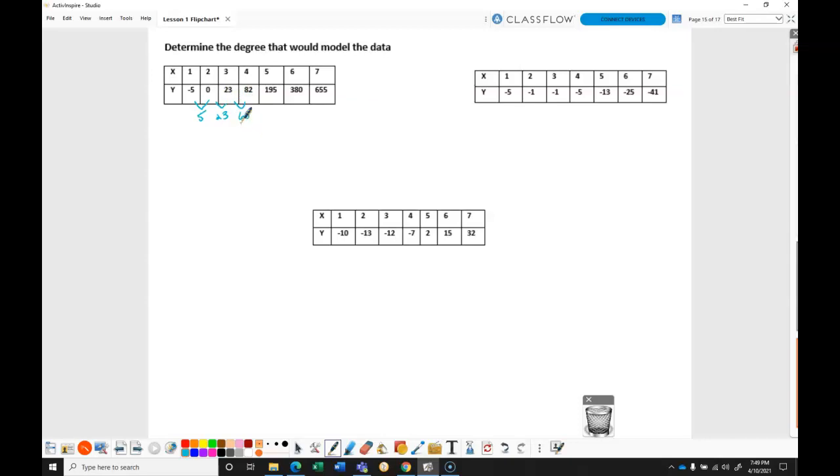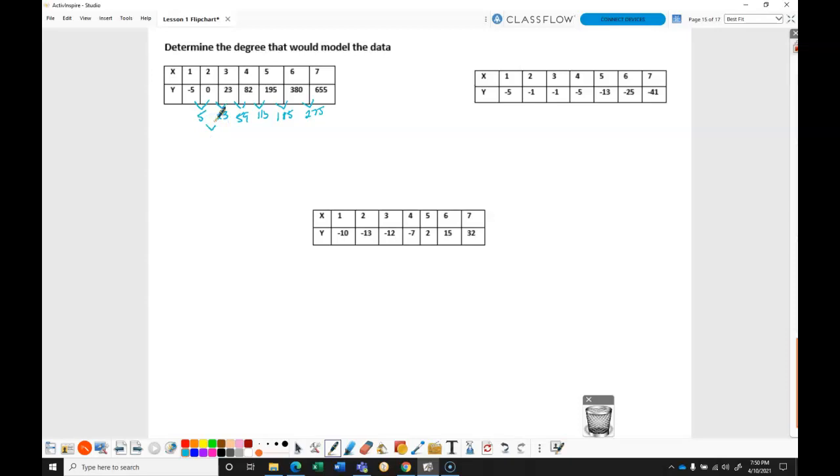Oh, that's not right. 82 minus 23, I wrote down the wrong number there. That could be what was causing my issue. That's actually 59. I had these written on paper, but I just caught one of my mistakes. So, I'm doing 195 minus the 82 is 113. And 380 minus the 195 gets me 185. And 655 minus the 380 gets me 275. So I didn't have matching numbers there, so it's not linear. So let's go to the next level.